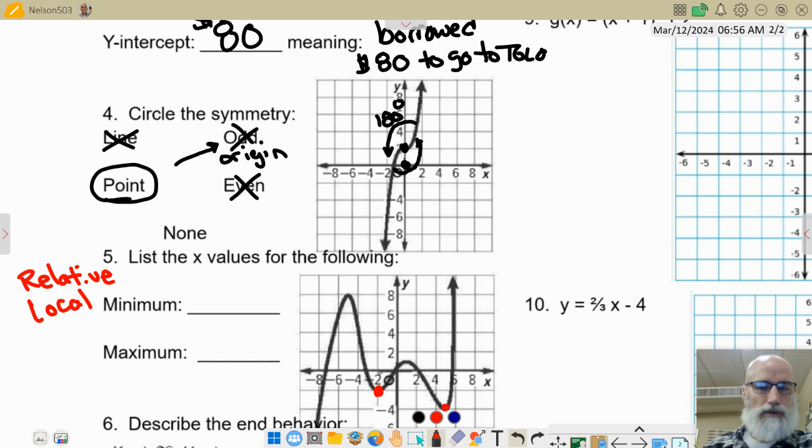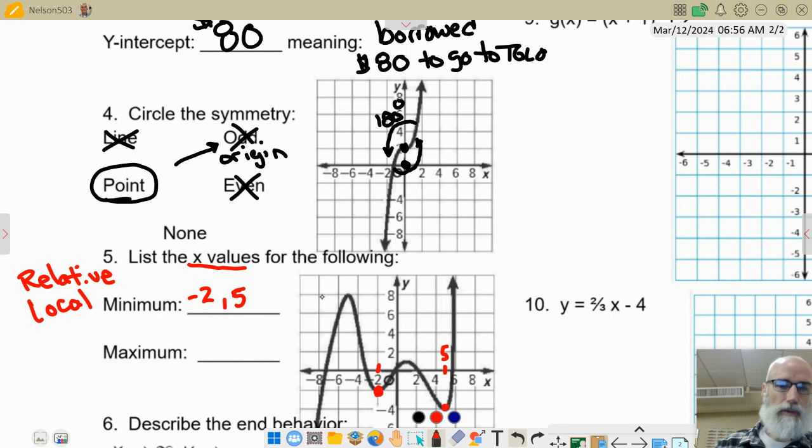So what are the x values? One's at negative 2, the other one looks like it's at 5 maybe, so I'm going to put negative 2 and 5. If you disagree with my 5, you could put, I don't know, 5.5 or 4.5. It's hard to tell exactly where it is. That's the x component, right? The x component's at 5. The x component's at negative 2, right? Because it says list the x values for the minimum.